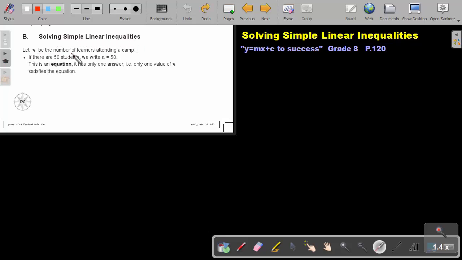Let n be the number of learners attending a camp. If there are 50 students, we write n is equal to 50. This is an equation. It has only one answer. For example, only one value of n satisfies the equation.